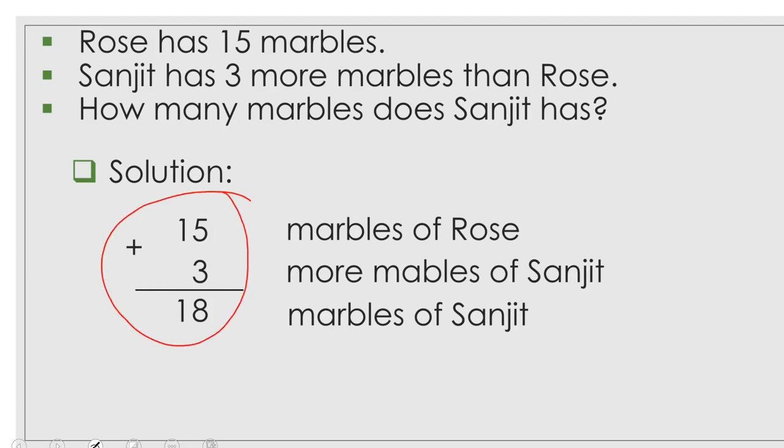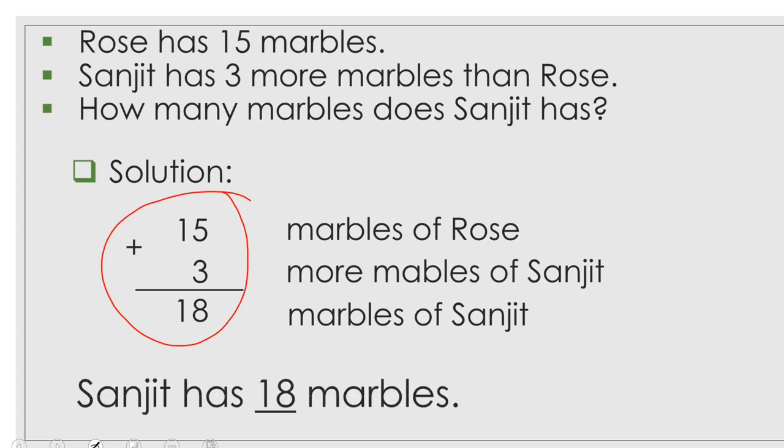This is called solution. When you use plus or you use minus, when you add numbers or you subtract numbers, we call it solution. Solution is how you find the answer to the question. So we are using this plus to find the answer. So the question is, how many marbles does Sanjit have? The answer is, Sanjit has 18 marbles.